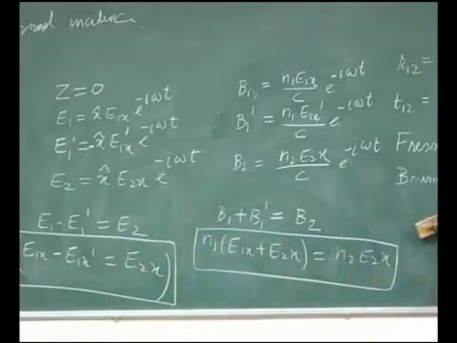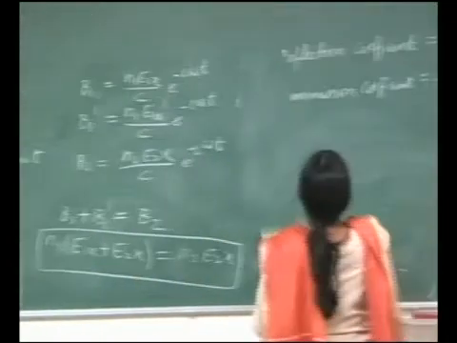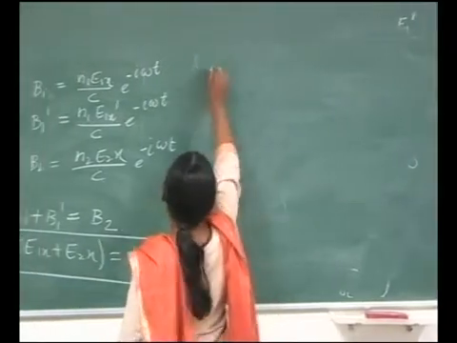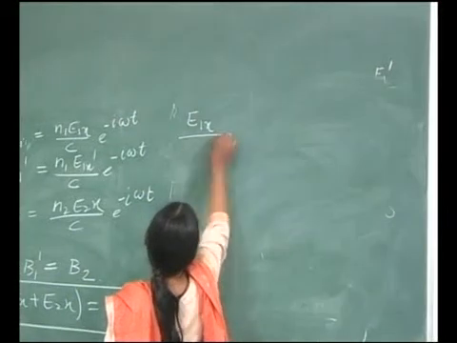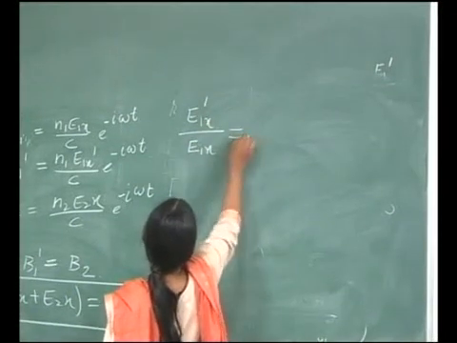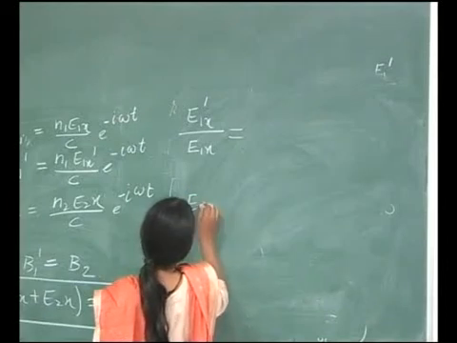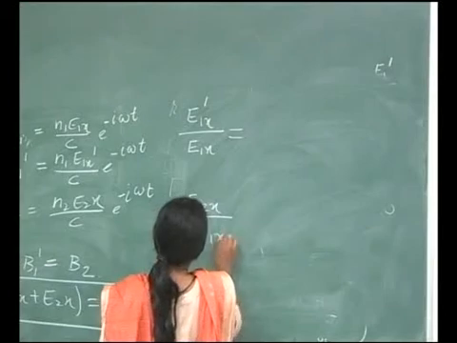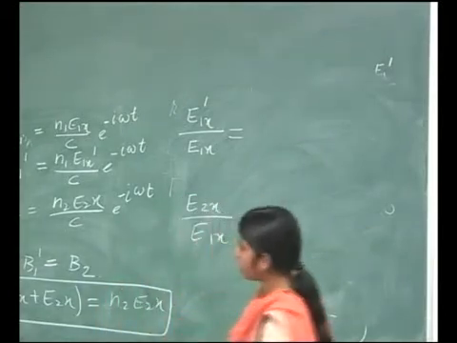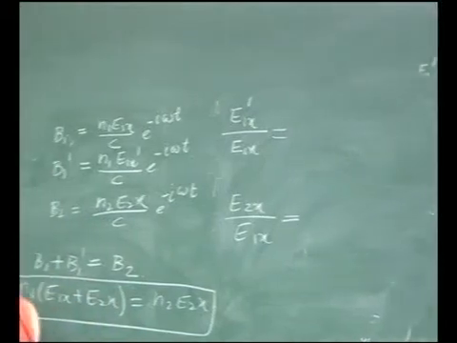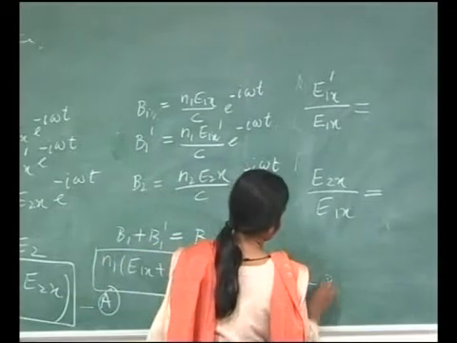So now from here I can calculate very easily. I can calculate E1 x dash upon E1 x, and I can also calculate E2 x upon E1 x. So can you tell me what you get by solving these two equations? Solve equation A and B.